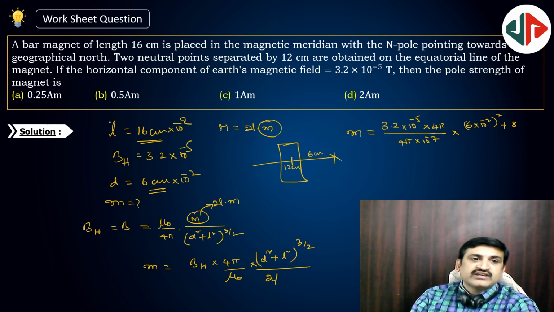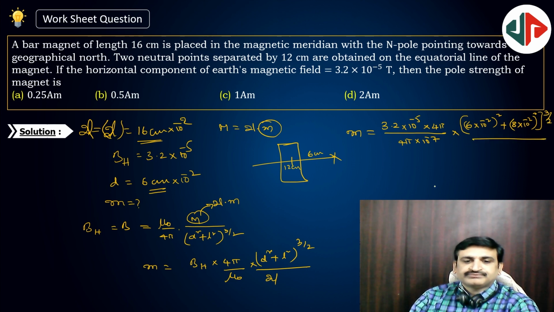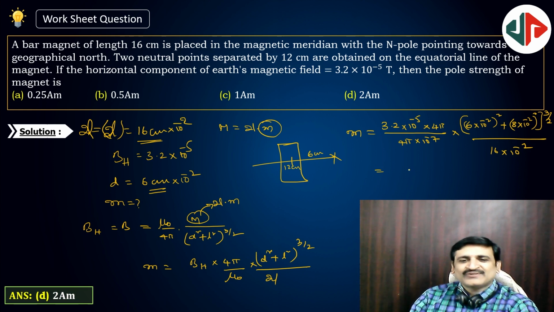This is actually, he gave like this, but it should be treated as 2L. So L is 8 into 10 to the power of minus 2, and it's L square, power 3 by 2, by 2L. 2L is 16 only, 16 into 10 to the power of minus 2. Now I simplified this and I got 2 ampere meter square.